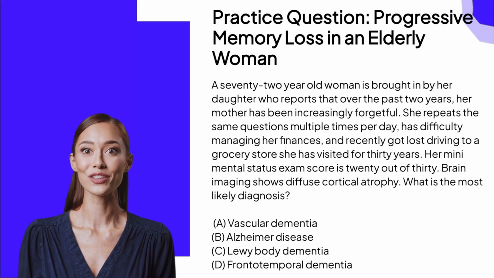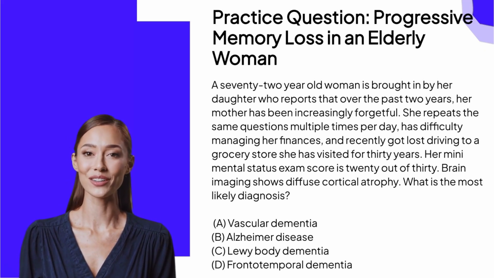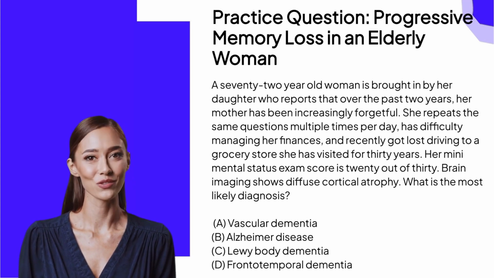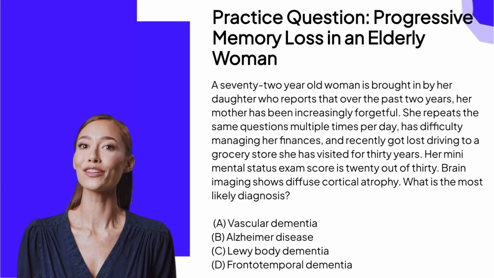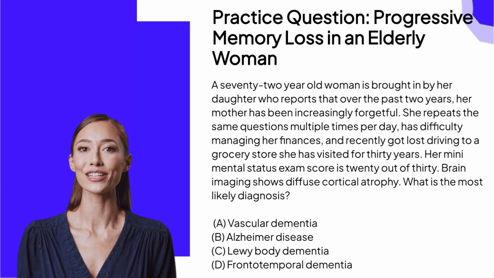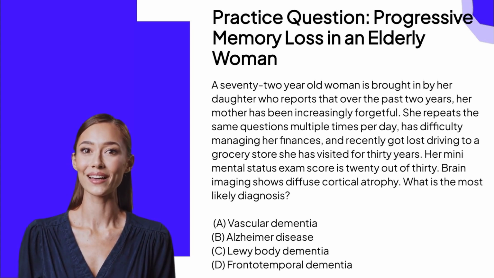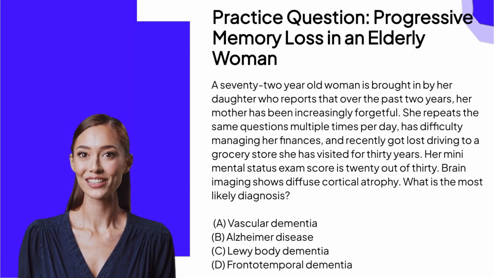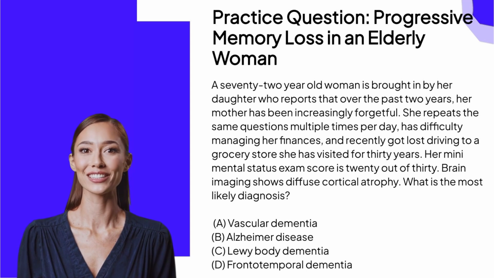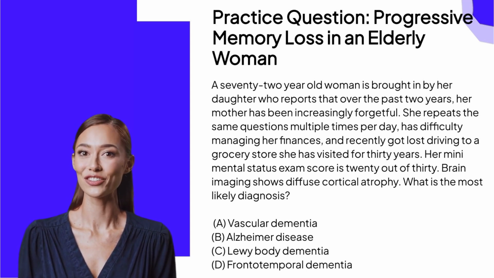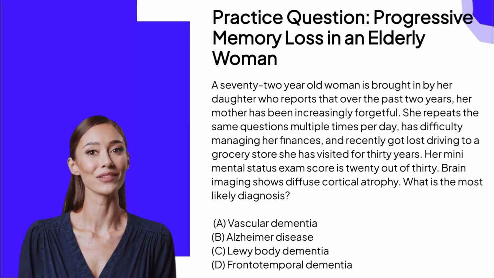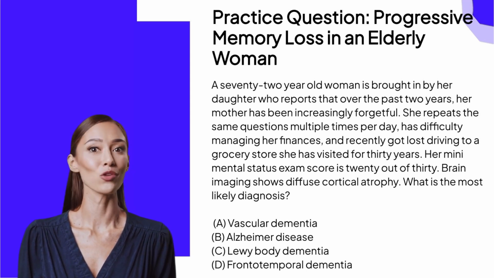Let us work through our first practice question. A 72-year-old woman is brought in by her daughter, who reports that over the past 2 years, her mother has been increasingly forgetful. She repeats the same questions multiple times per day, has difficulty managing her finances, and recently got lost driving to the grocery store she has visited for 30 years. Her mini mental status exam score is 20 out of 30. A brain scan shows diffuse cortical atrophy. Take a moment and consider your answer before we move on.